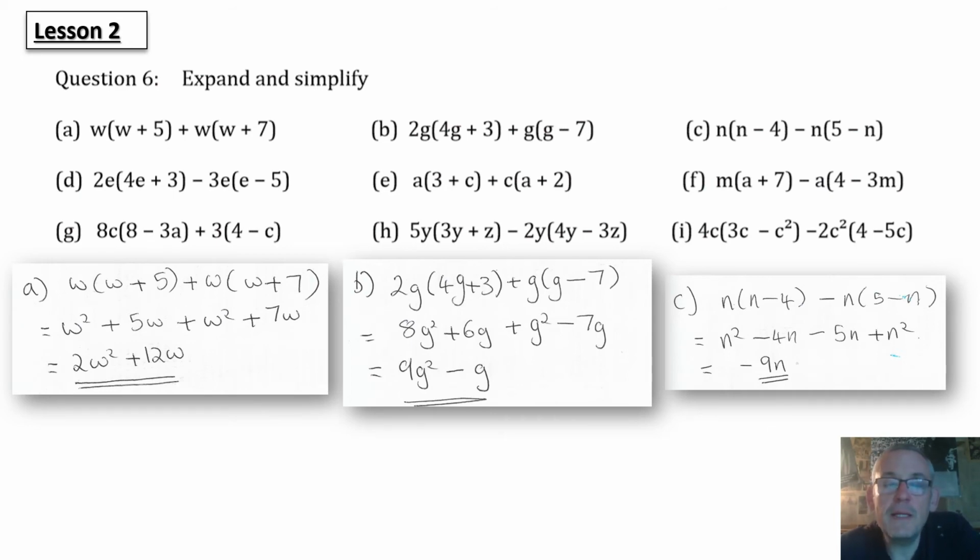Okay, this one is a little bit more complicated because you're multiplying the 2 by the 4 to give you 8, but it's still then G squared. 2 by the 3, 6G. G by the G, G squared. G by the minus 7, minus 7G.